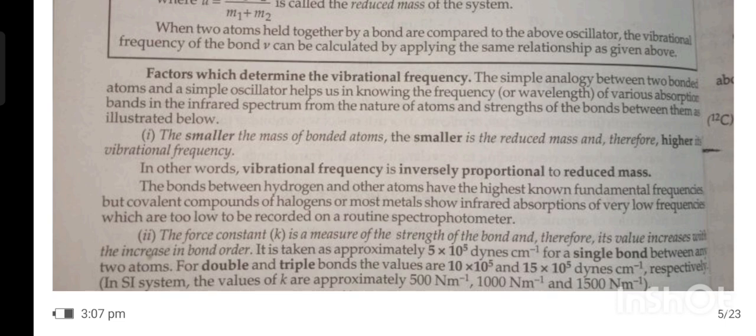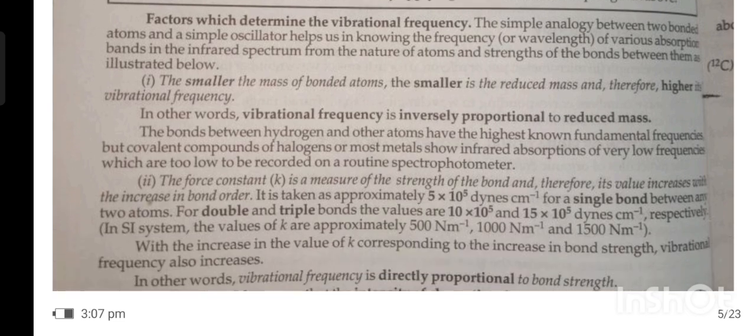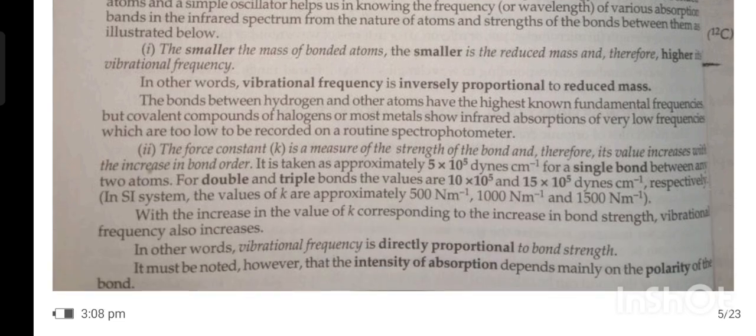The bond between hydrogen and another atom has the highest known fundamental frequency, but covalent compounds of halogens or most metals show infrared absorption of very low frequency, which is too low to record on a routine spectrophotometer. Second, the force constant is a measure of the strength of the bond and therefore the value increases with the increase in bond order.